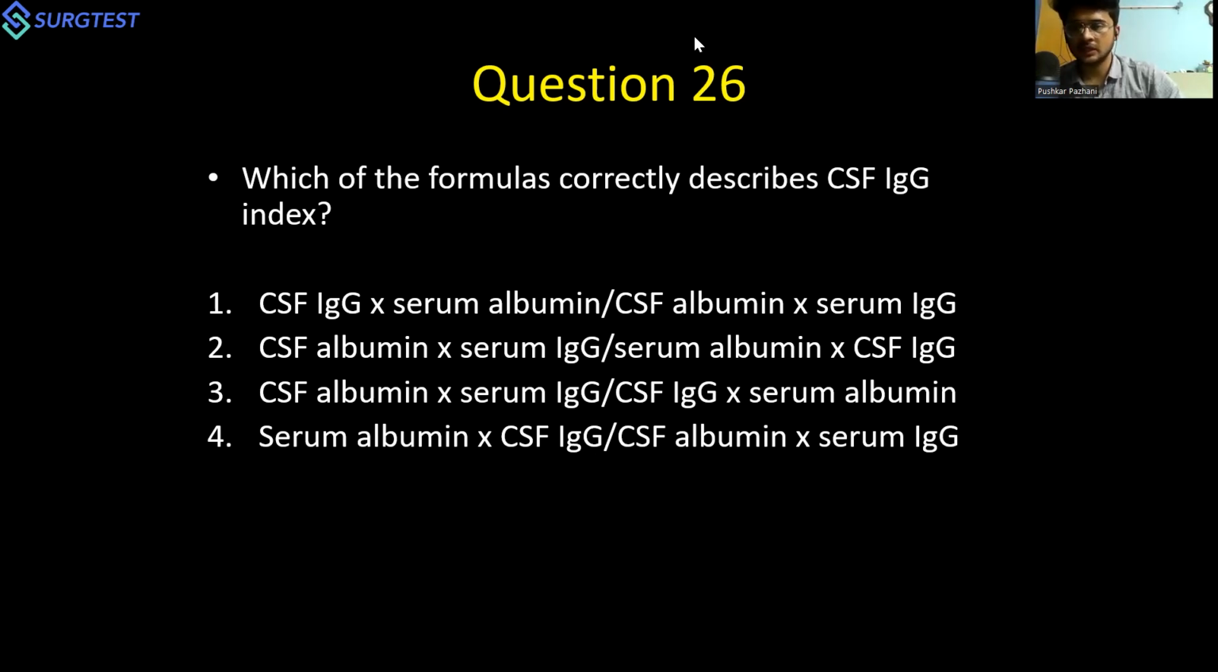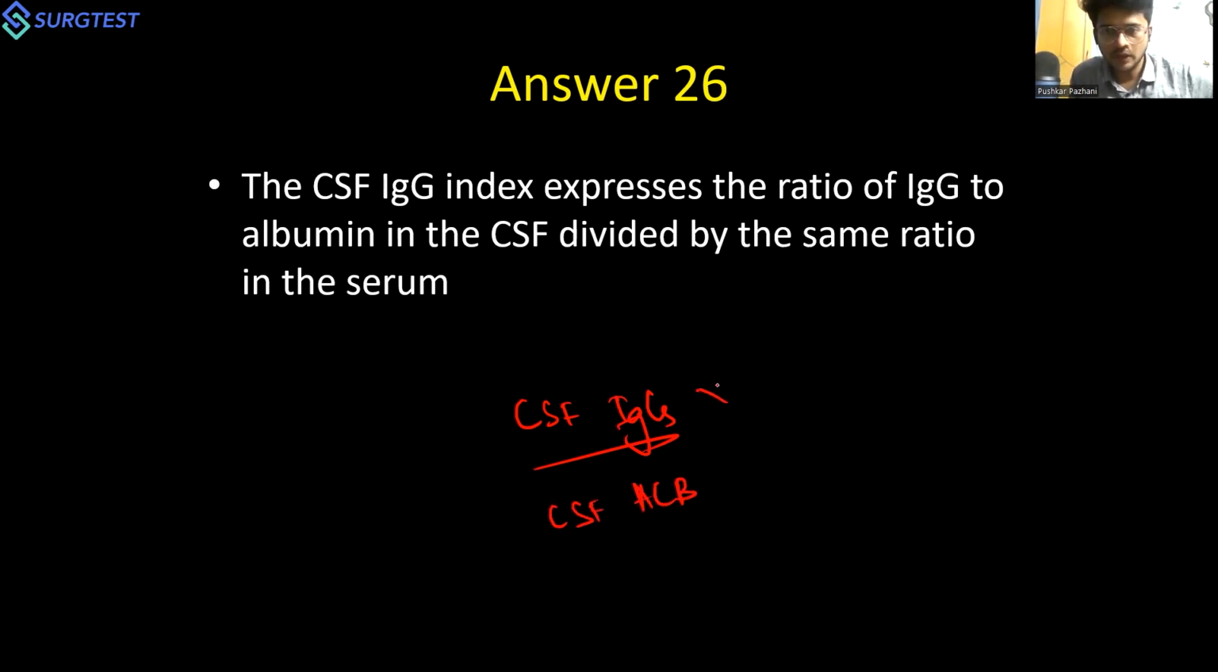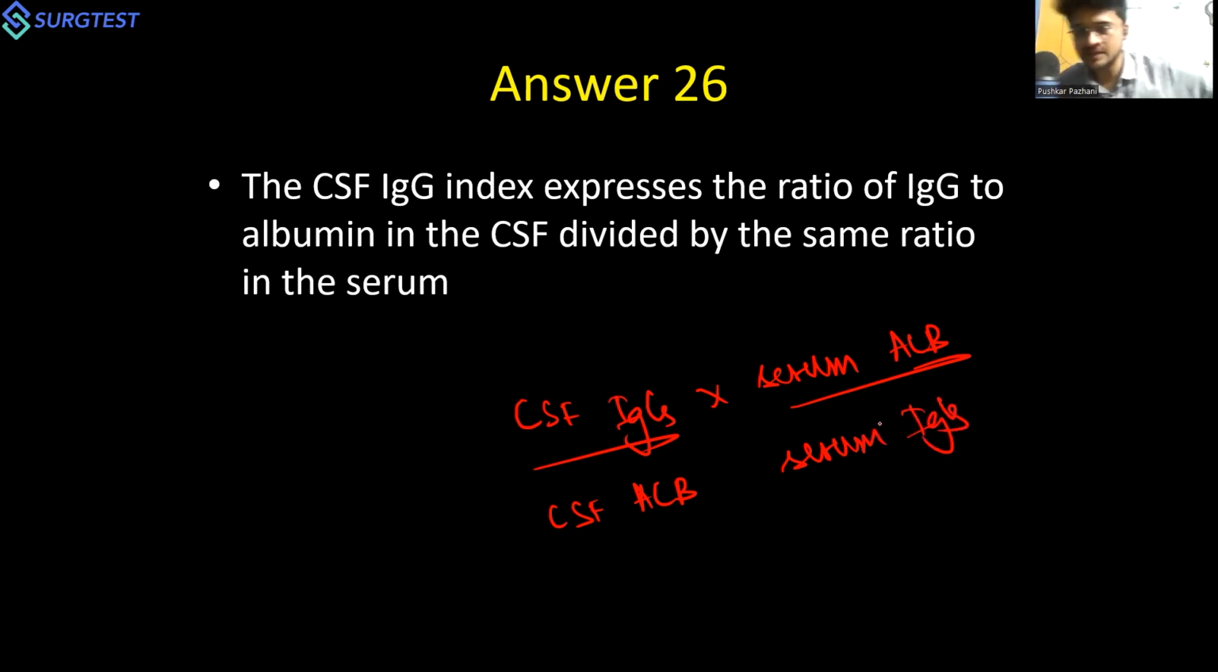Okay, we'll conclude, guys. So I'll write down the formula. First we'll go through what Harrison has given. CSF IgG index is actually the ratio of IgG to albumin in the CSF divided by the same ratio in serum. Complicated words, so let's make it simple. Basically CSF IgG divided by CSF albumin, into serum albumin divided by serum IgG. Basically just inverted, guys.